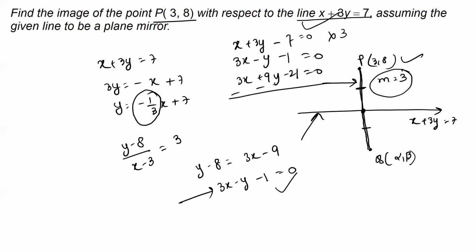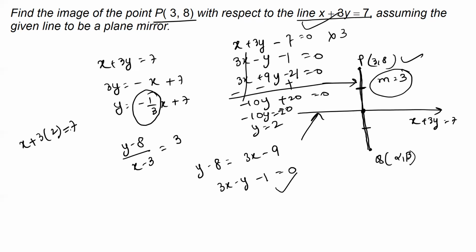So we subtract these two equations, 3x and 3x cancel out, minus 10y plus 20 is equal to 0, minus 10y is equal to minus 20. So y is equal to 2. Similarly, putting this value of y in any equation you may choose, you will get the value of x. So x plus 3 into 2 is equal to 7. So x is equal to 7 minus 6, which is 1. So we get this point of intersection to be 1 comma 2.